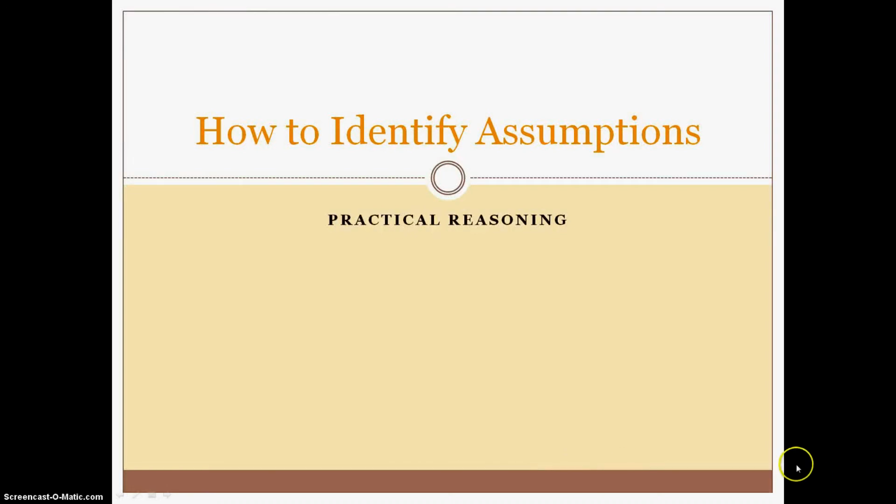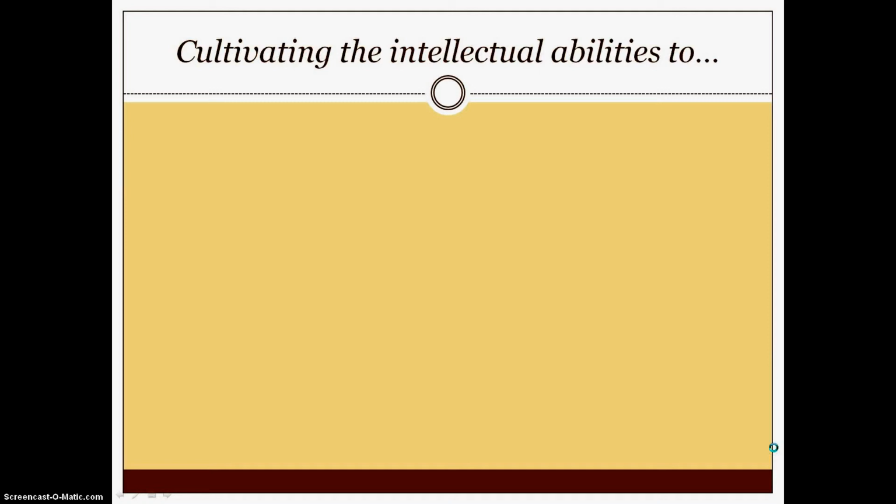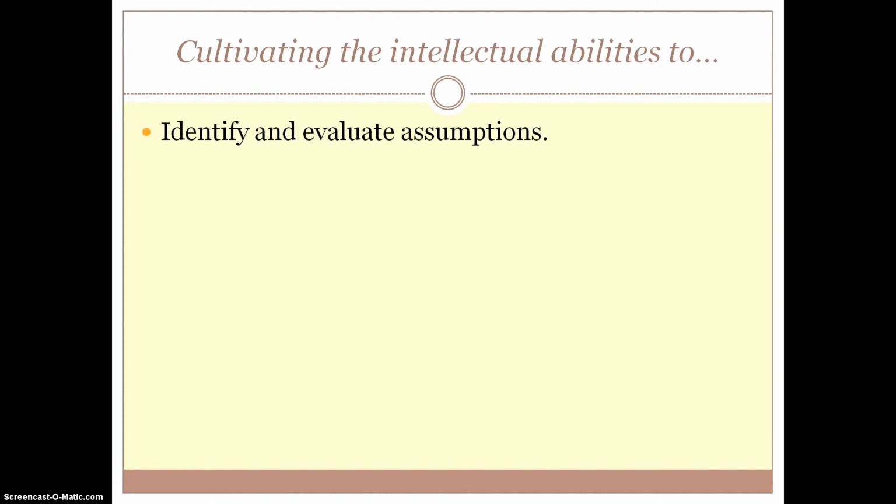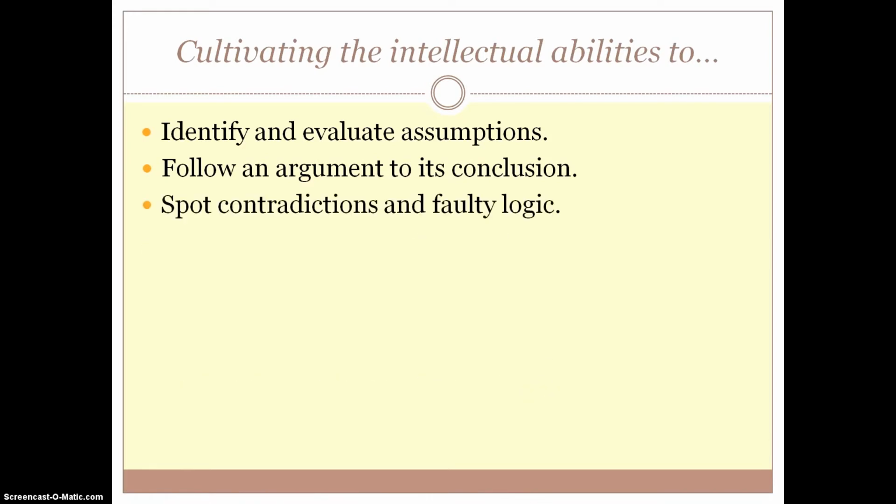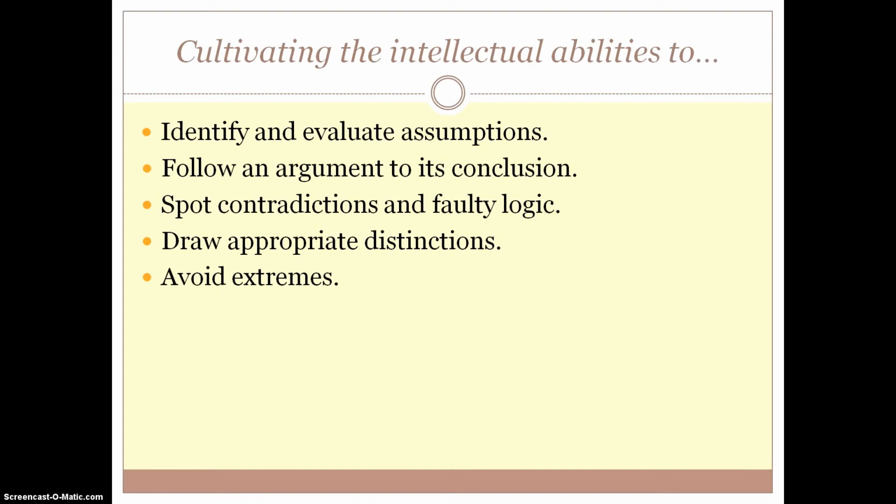How to identify assumptions in the art of practical reasoning. We want to be able to cultivate the intellectual abilities to do several things. First of all, we want to be able to identify and evaluate assumptions. Secondly, we want to be able to follow an argument to its conclusion. Third, we want to be able to spot contradictions and faulty logic. Fourth, draw appropriate distinctions between various aspects of the argument.